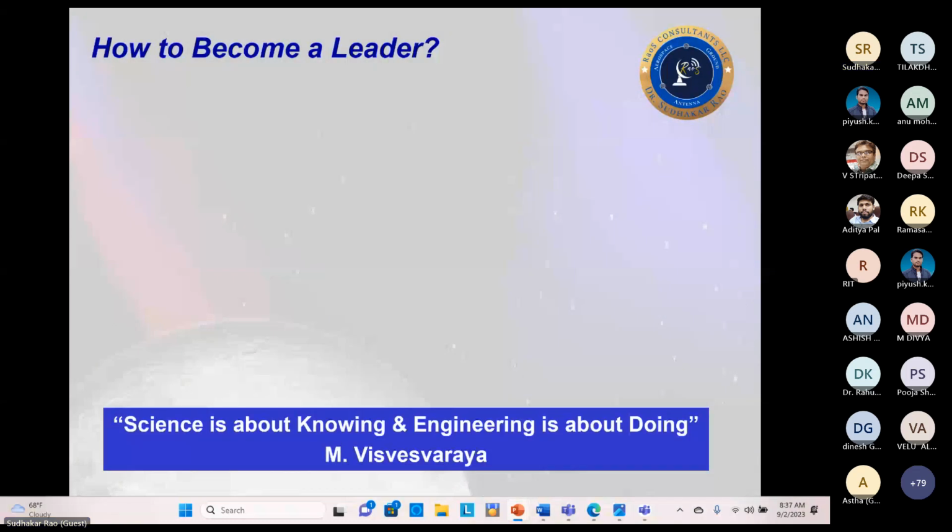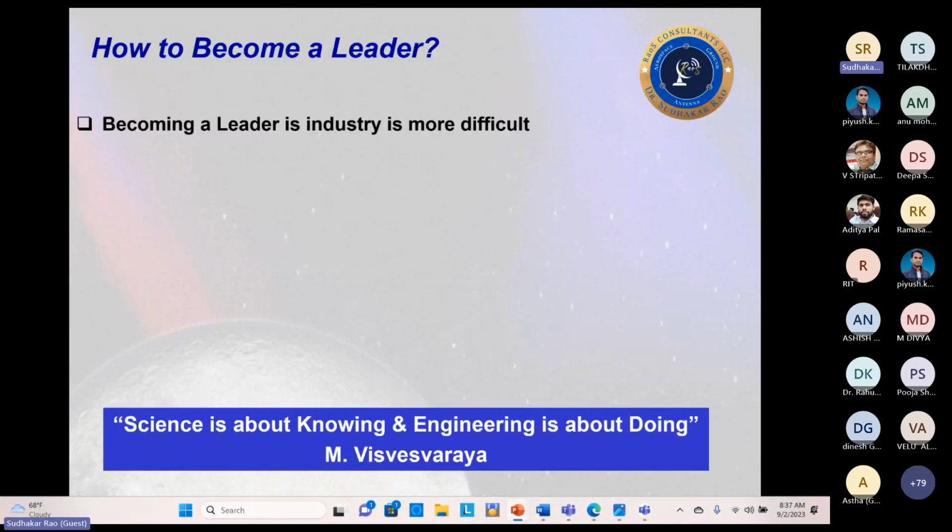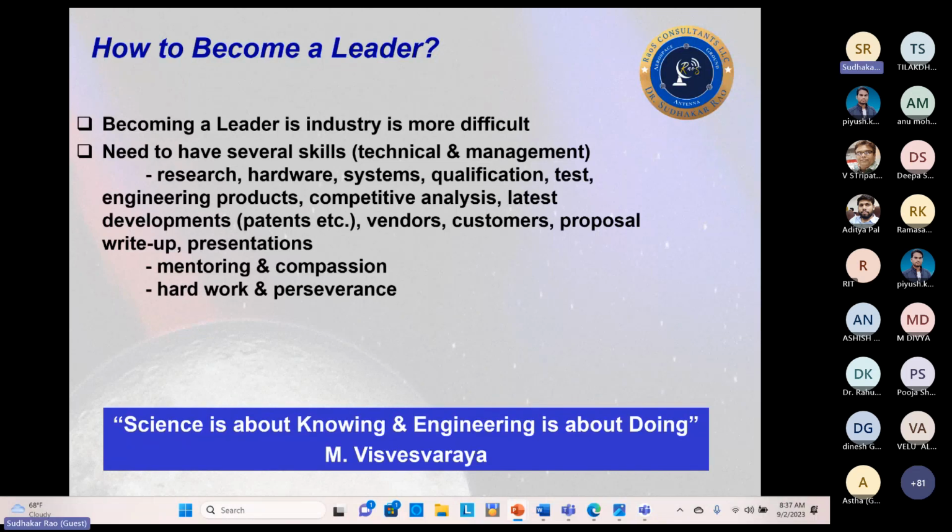So how to become a leader? Like I said, becoming a leader in industry is more difficult. You need to have several skills. So you need to look through research, what people have done. You need to look into what other companies have developed. You need to go through systems, qualification, test, all these. Also, sometimes you need to work with vendors, suppliers.